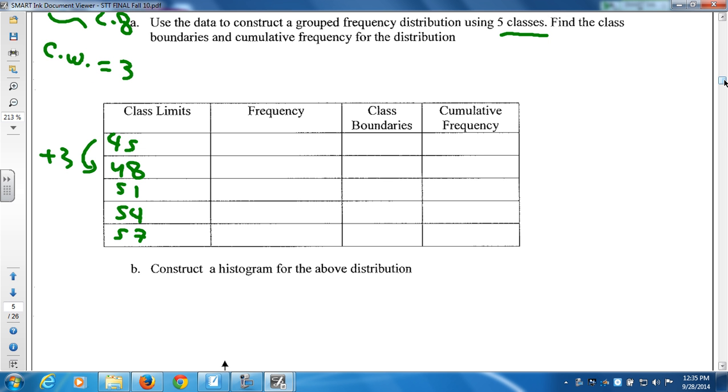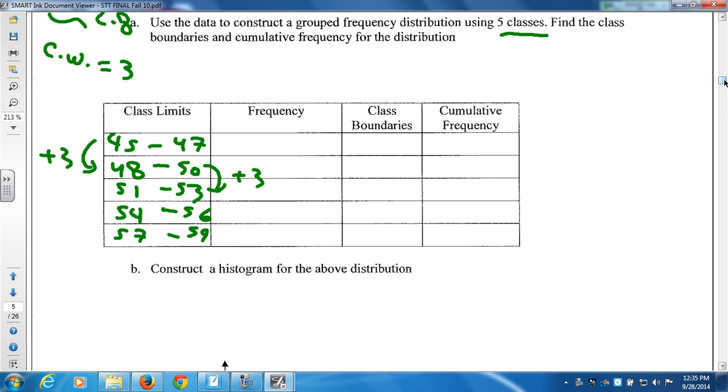And then the first class should end at 47 because the next one starts at 48, right? And then I keep adding 3 as well. So this would be 50, 53, 56, and 59.